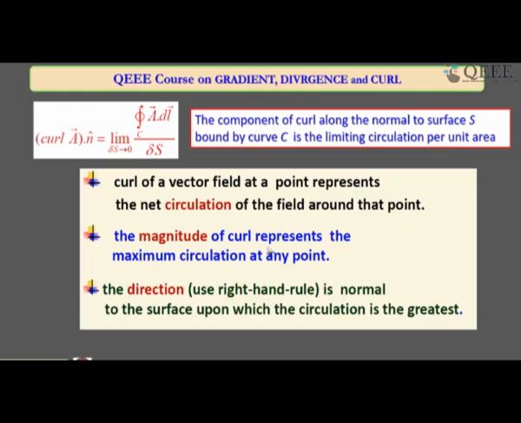At any point, you could keep the tube in different orientations with respect to the flow, for example. So in different orientations, you will have different amounts of water going through it. In one orientation, you will see the maximum amount of curl exists, and that orientation gives the direction. Perpendicular to that surface is the direction of the curl, and the magnitude is whatever value is there in that direction. That is how we define the magnitude and direction of the curl.